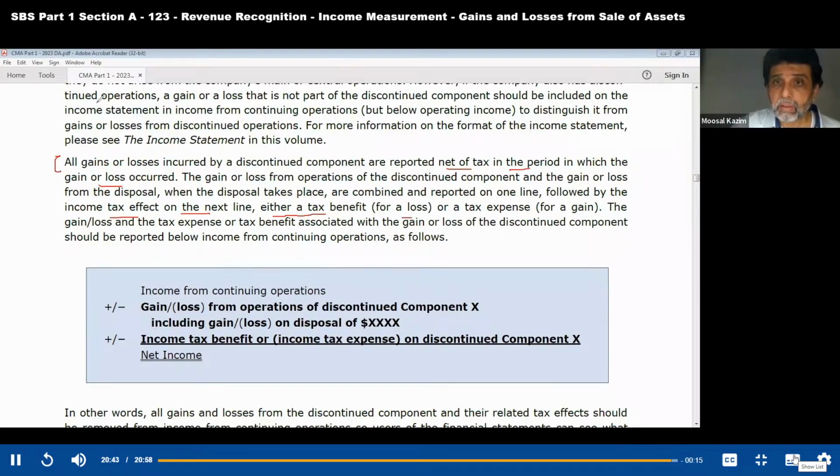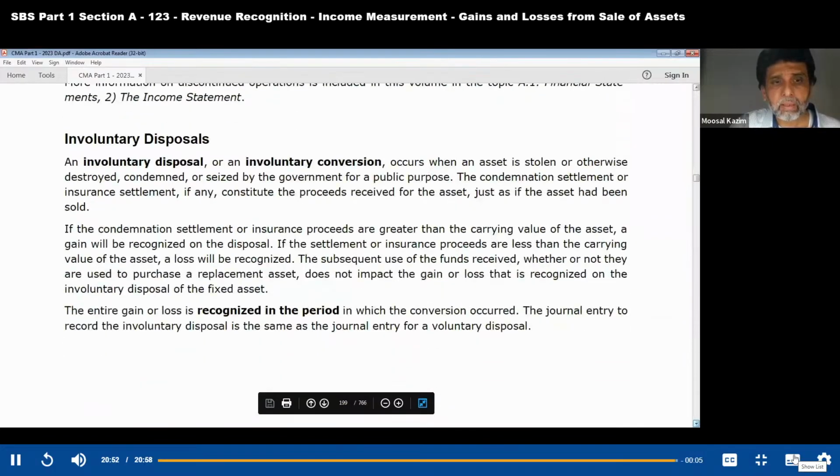This is the presentation on the balance sheet for the gains and losses. And yes, the next lesson would be about involuntary disposals. That would be in the next session.